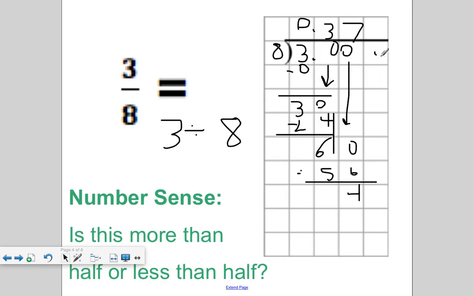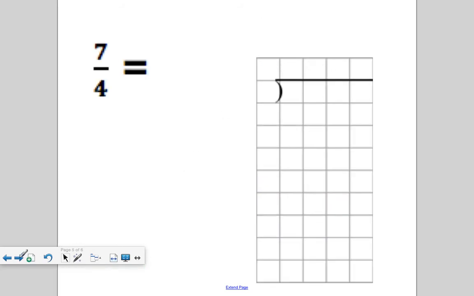And so add our 0, maybe this finally will get rid of the remainder. Can groups of 8 go into 40? 8, 16, 24, 32, 40, 5 groups. So 375 thousandths is equivalent to 3/8. Or if I have $3 and I divide it into 8 groups, I get 375 thousandths.